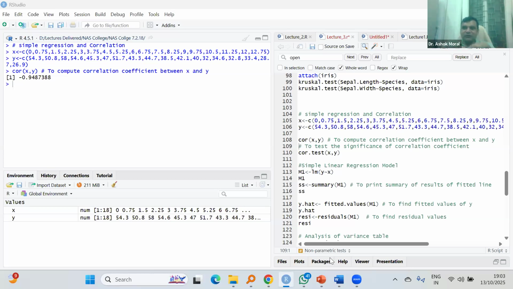Two variables are negatively correlated, strong negative correlation. What do you mean by the negative correlation? What is negative correlation?